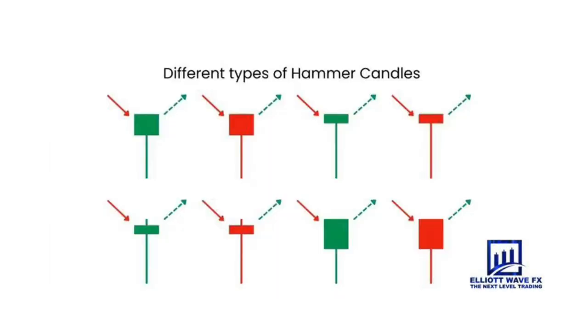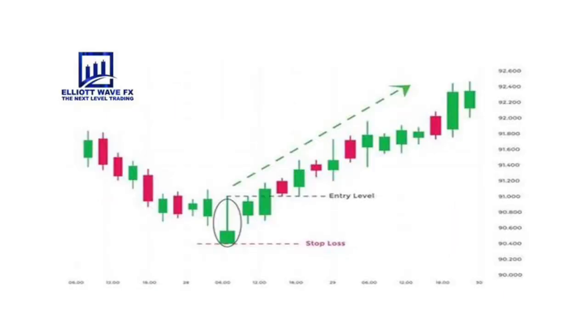The close should be near the top of the body, signaling buying pressure. The long lower wick shows that buyers rejected lower prices after early selling. Hammers can appear across all markets, forex, stocks, or crypto, but their significance depends on the broader market context. Mastering how to trade the hammer candlestick requires more than just recognizing the pattern. It demands understanding when and how to apply it in real trading scenarios.